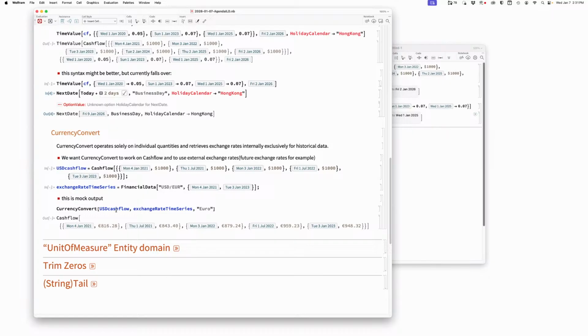So here we've got something in US dollars, right? Yep. Which could be a cash flow. And by the way, currency convert presumably works on time series, but that should be checked. Does it work on time series? Yeah, unit conversion works on time series as well. Okay. All right, fine.